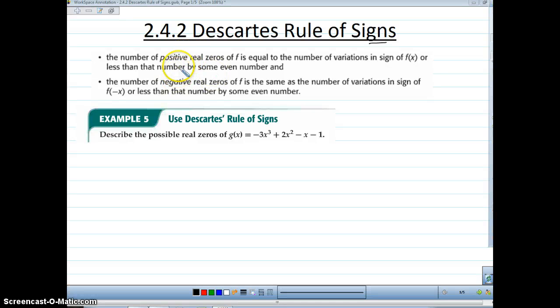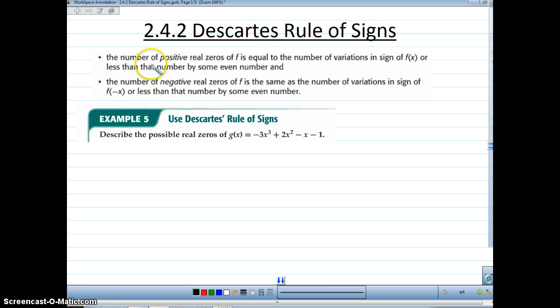Hey there everyone. Today we're doing Descartes' rule of signs. This is section 4, day 2. Descartes came up with a rule that will help us determine exactly what types of zeros we have in our polynomials. And it's a pretty simple rule.